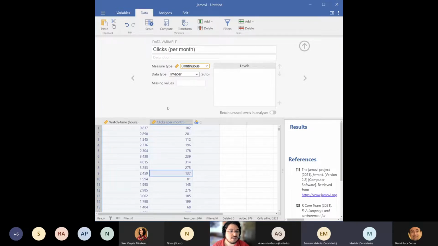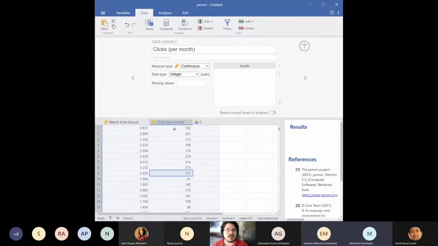Here Jamovi automatically assigns nominal, but we should probably give it a continuous label. Now, clicks per month is not technically continuous because you cannot have a fraction of a click. This is what I meant with the fuzzy idea of continuity. But because you could have any number of clicks from 0 to infinity, it wouldn't make sense to have a ranking, where 1 click is totally different from 2 clicks and totally different from 3 clicks, as different levels. That doesn't make much sense. So this is why we should say this is continuous.